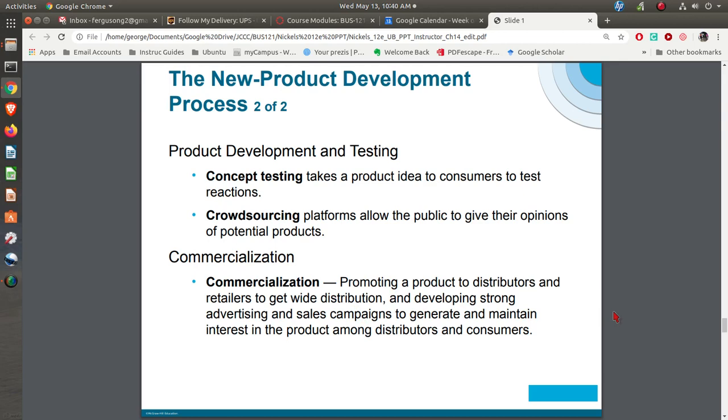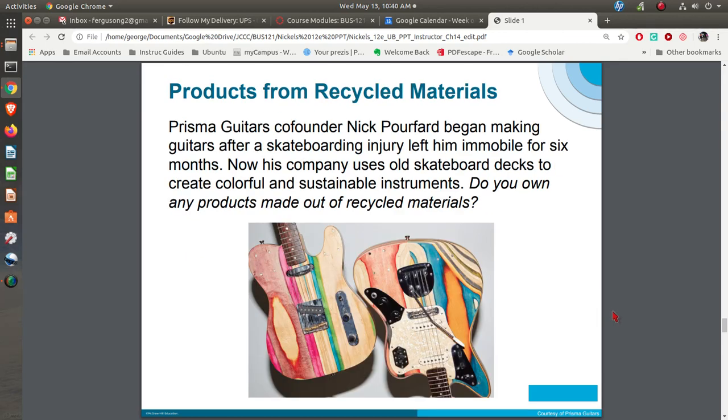and your product. And it's really kind of interesting, some of the different things that people will do as far as their brands and their products. So for example, Prisma Guitars started making guitars out of old skateboards. That's really kind of interesting. I mean, here's a Fender Telecaster and a Fender Jazzmaster where the bodies were actually created from old skateboard decks. Yeah, I play guitars. I actually have a Telecaster.